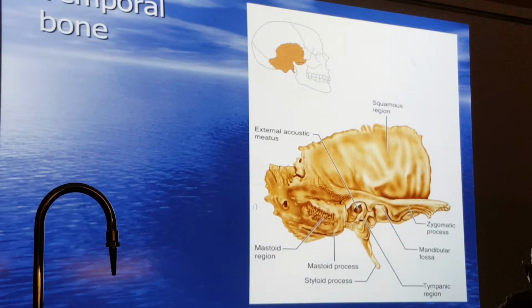Okay, here we see a temporal bone, the styloid process, and the zygomatic process. The flat part is called the squamous region. What does squamous mean? Flat. The external acoustic meatus, or external auditory meatus, is the hole that you hear through. Mastoid process, back here, a very porous region with so-called mastoid air cells inside.